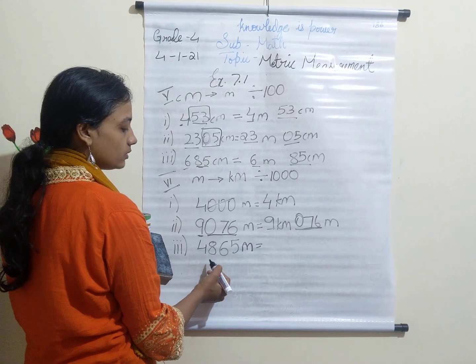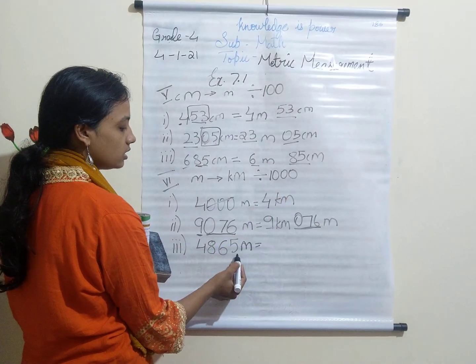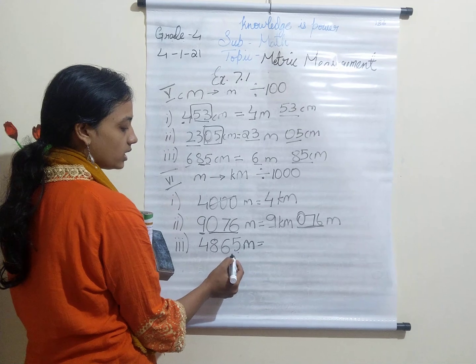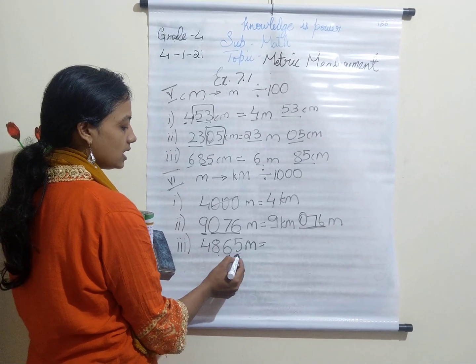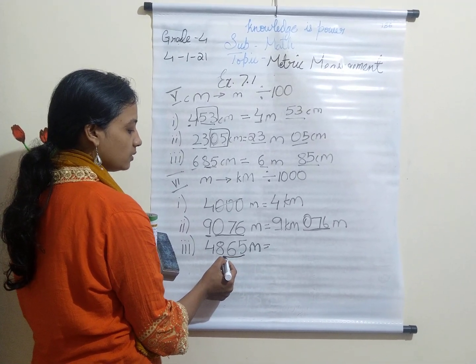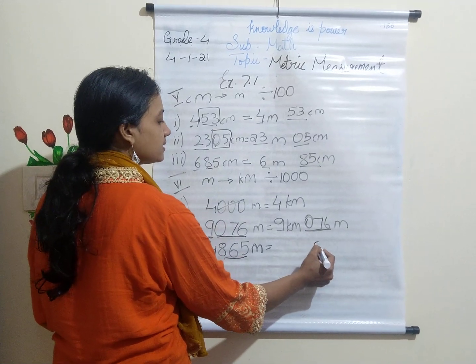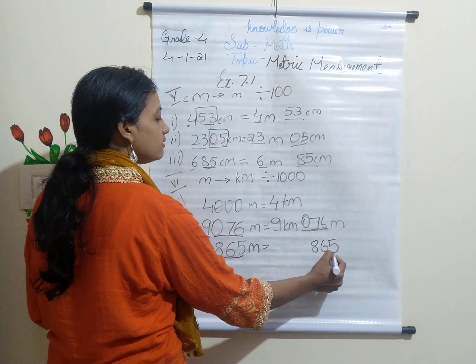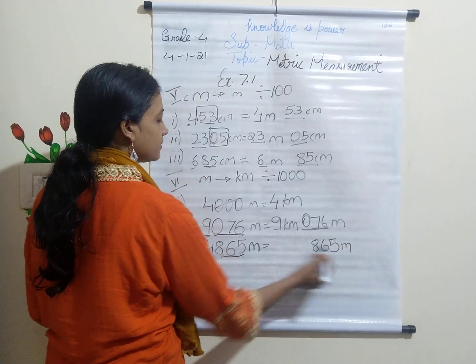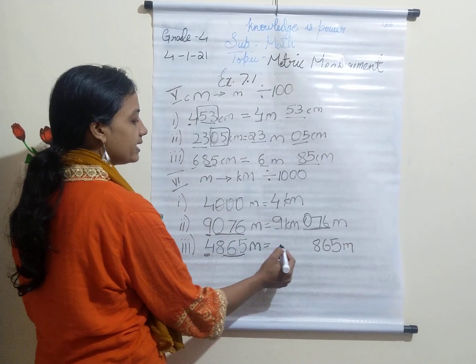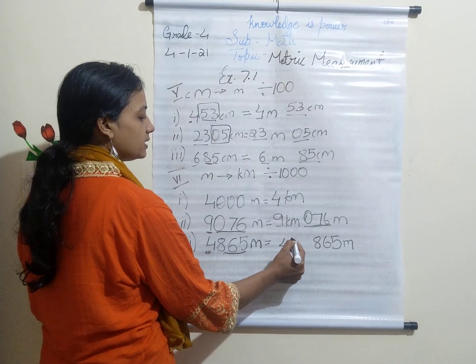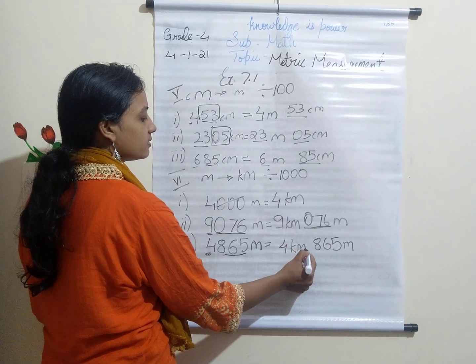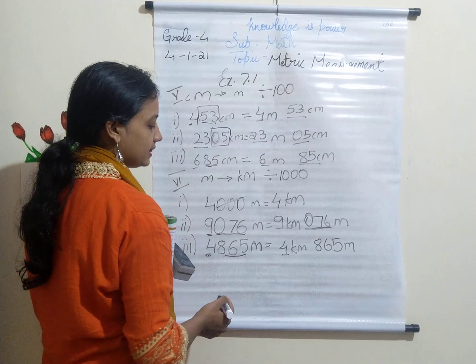So let's do one more sum like that. 3 zeros. Count 3 numbers from the right. 1, 2, 3. These 3 numbers will be for meters. 8, 6, 5 meter. Only 4 would be converted to kilometer. So this would be the answer.